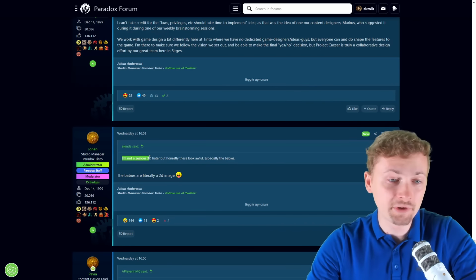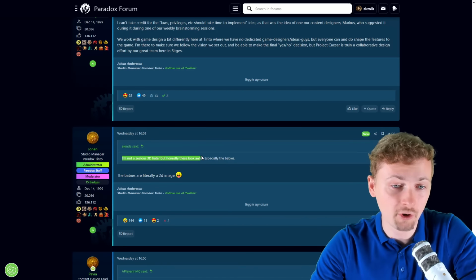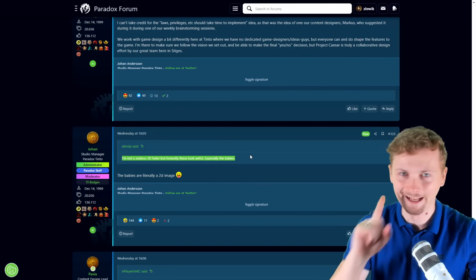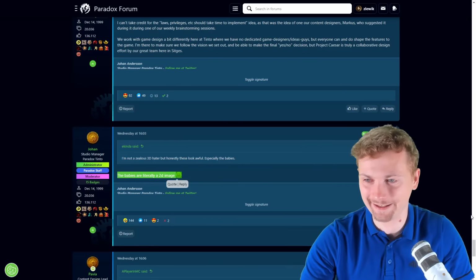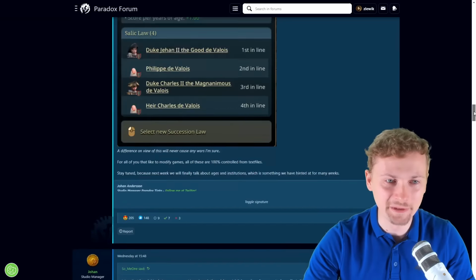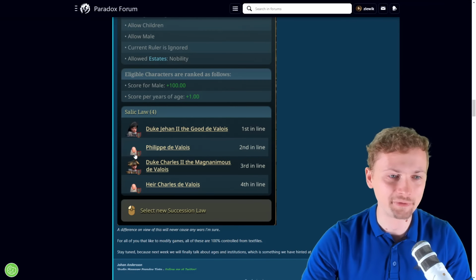I'm not a zealous 3D hater, but honestly, this looks awful, especially the babies. And look at that. The babies are richer in the image. So people will hate 3D images while looking at the 2D images here.